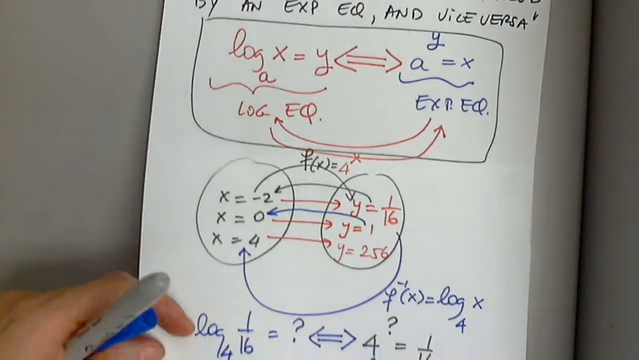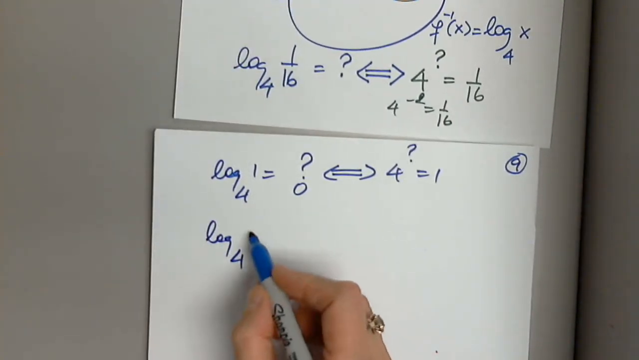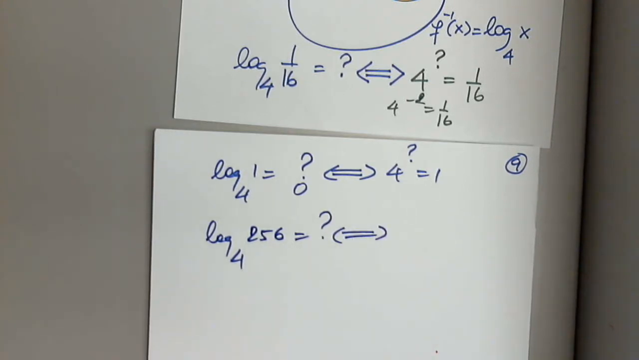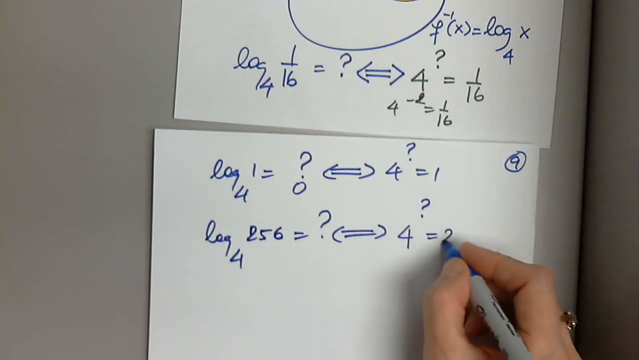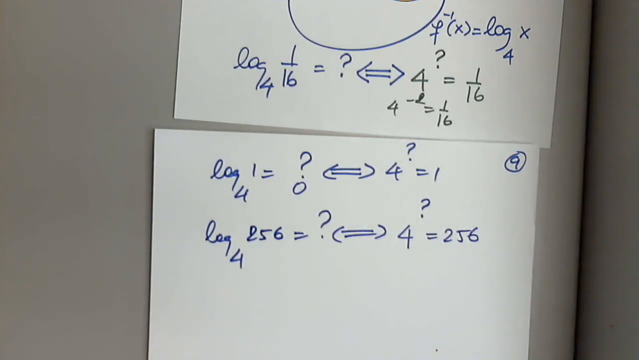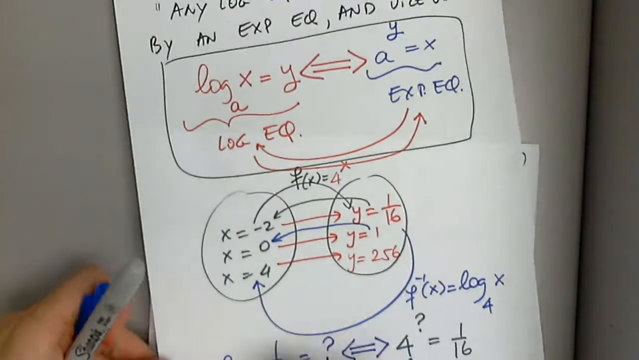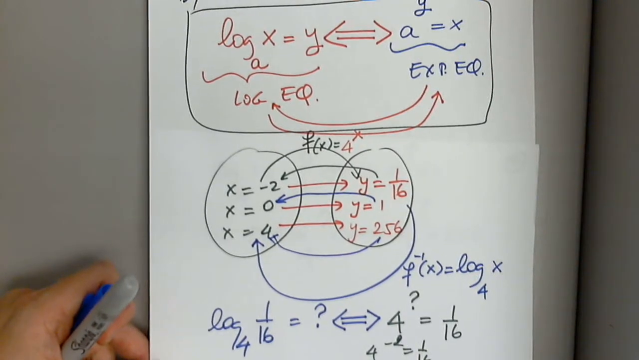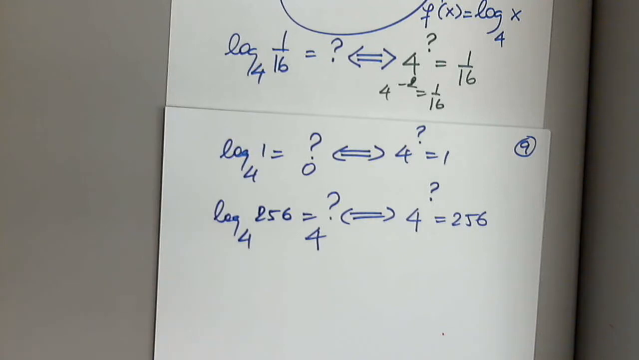Of course, the other one will work, but let's do the last one as well. Log base 4 of 256, unknown number, but I know how to change this into an exponential equation. 4 raised to, I have no idea, equals 256, and the answer must be 4. So this is how the mechanism works. How I show that indeed log is the inverse of the exponential.